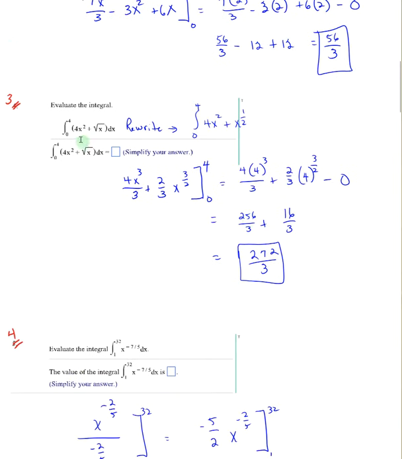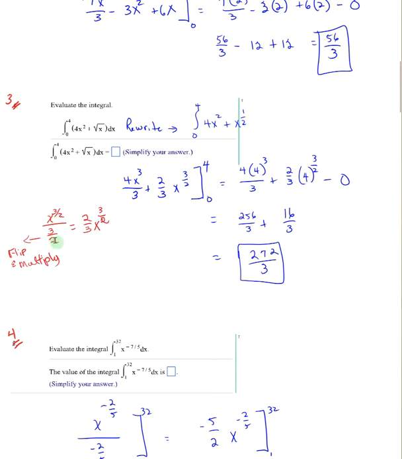Number 3, integral from 0 to 4 of 4x squared plus the square root of x dx. You want to rewrite this one as x to the 1/2. Don't leave it in radical form, x to the 1/2. Now when we take the integral of that, we've got 4x cubed over 3 plus, and then when we do this one, we're going to add 1 to the 1/2. So we have x to the 3/2 divided by 3/2. Let me write that out. All right, so that's what you have.